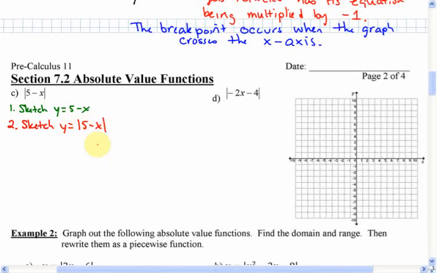By the way, once you get good at this, you don't need to sketch things anymore. If you can just get the piecewise function right away, that's great. So let's sketch this out. What does 5 minus x look like? What's the y-intercept? It's 5. Because it's minus x, which way does the graph go, up or down? Down. Slope is -1, so down 1, right 1, down 1, right 1, down 1, right 1. We can do this forever, but we won't.